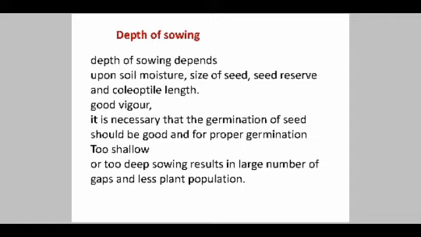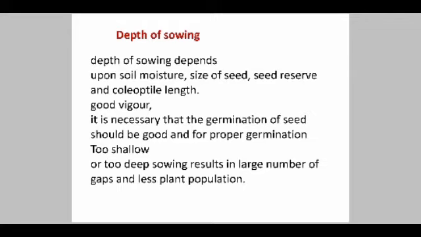For getting good vigor, it is necessary that the germination of the seeds should be good and proper. It is always important that the seed should be placed in the moist zone of the soil. Too shallow or too deep sowing results in a large number of gaps and less plant population. With shallow sowing, seed germination is poor because of inadequate moisture in the upper layer of the soil.